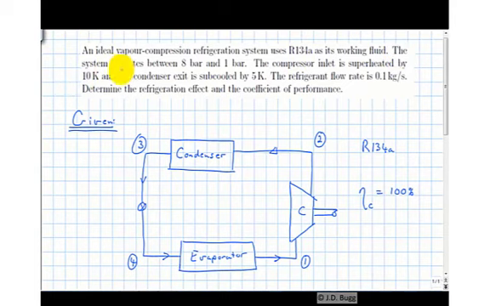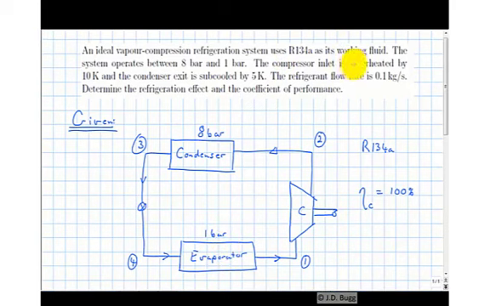The system operates between 8 bar and 1 bar. This is where you need to know something about how these things work. The high pressure, 8 bar, is going to be the pressure up in the condenser. And the pressure down in the evaporator is 1 bar. So the compressor is getting us from 1 bar up to 8 bar, and then the pressure drops down through the throttling valve from 8 bar back to 1. Both the condenser and the evaporator are heat exchangers, and so they operate at constant pressure.